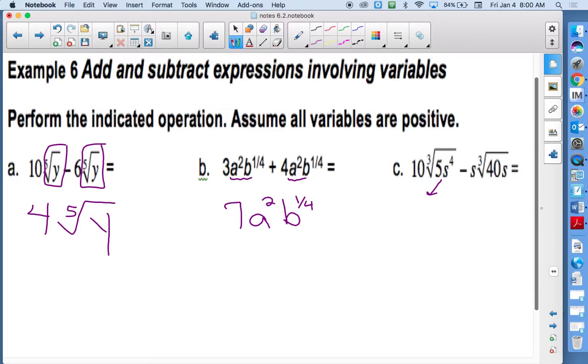So if you look at this first part here, I'm going to ignore the 10 for a minute and just work on this cube root. We have the cube root of 5 and the cube root of s to the 4th. And I probably should put 5s and s's in the same problem. So can you do anything with the cube root of 5? Can that part be broken down? No. But let's look at the cube root of s to the 4th. How can we break that down?